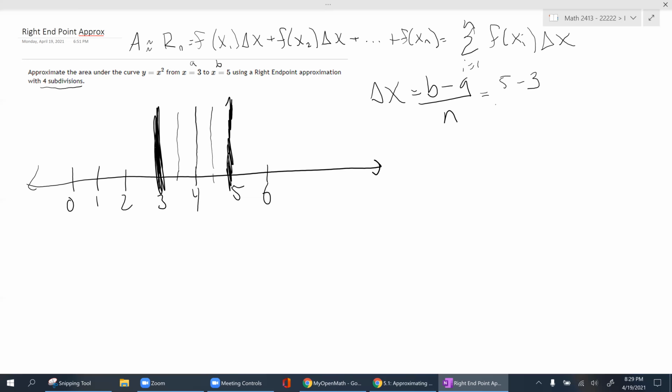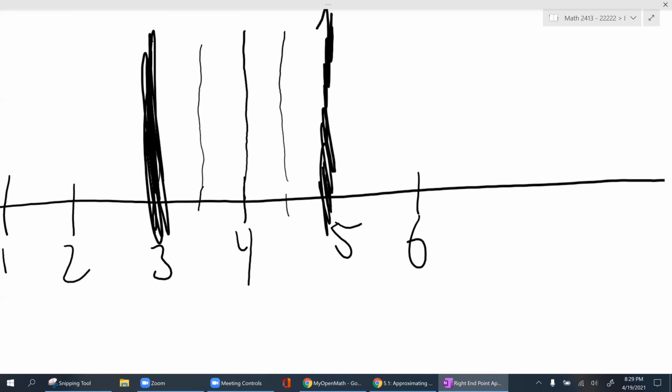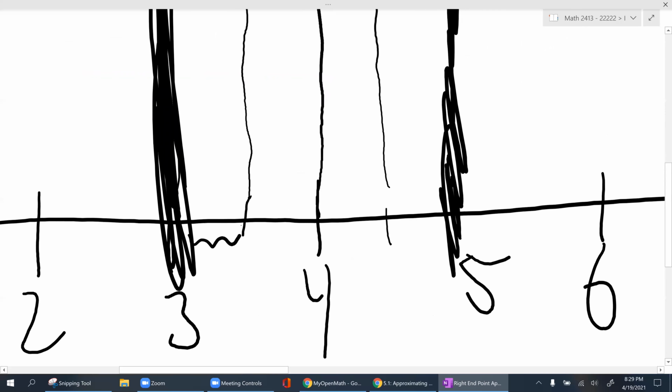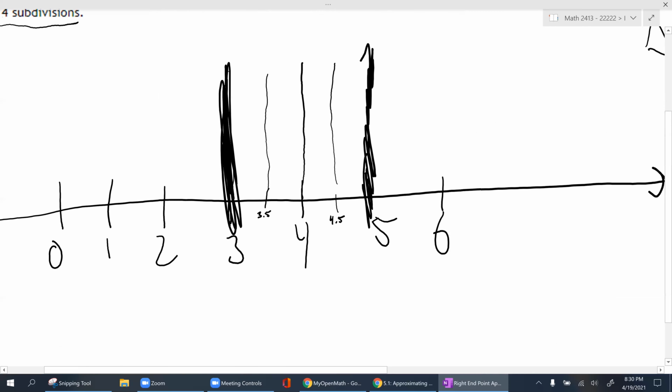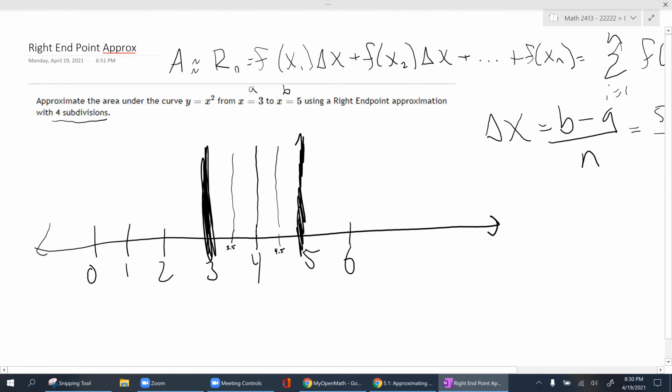So 5 minus 3 over 4 is 2 over 4, which is 1/2. Meaning between 3 and this division, it's 1/2, meaning this point here is going to be 3.5. Add a half over here, that gives me 4. Between here and here, this is going to give me 4.5. And between there and there, it's going to give me 5. You need to write down these points because they're going to play an important part.